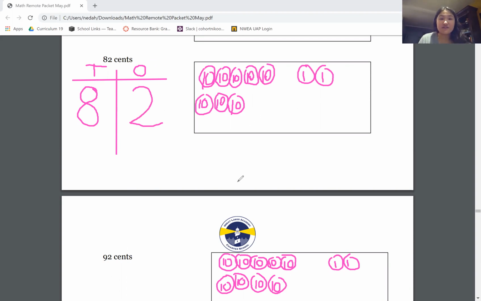Now let's go down here to 92. I'm also going to set up a place value chart for 92. So remember, I draw one straight line down, one straight line across.